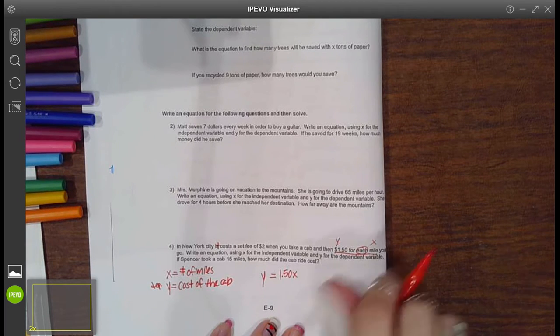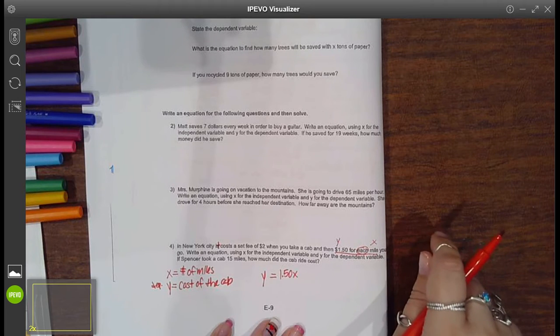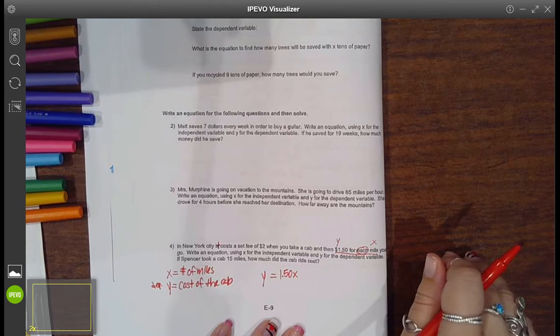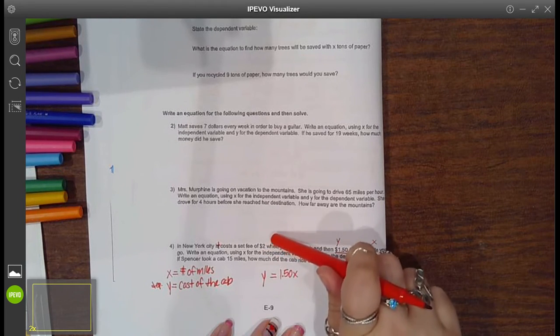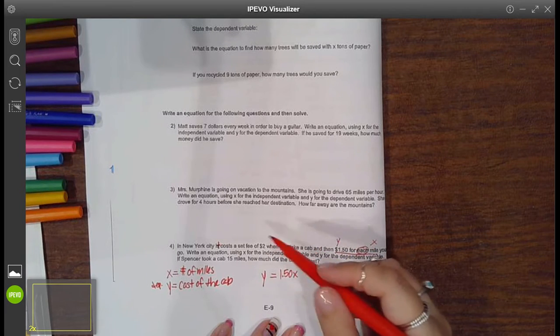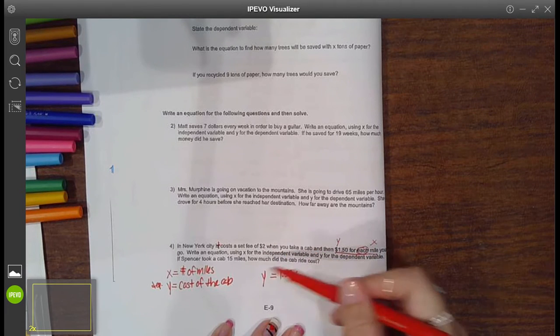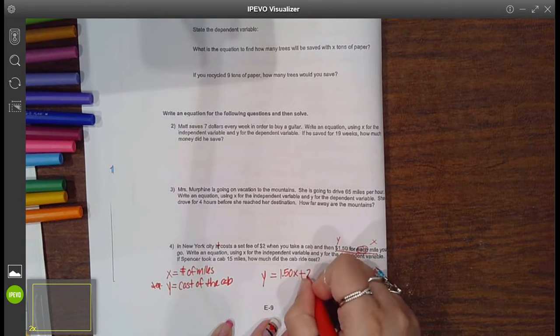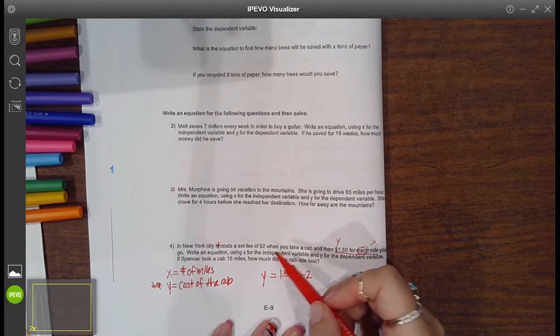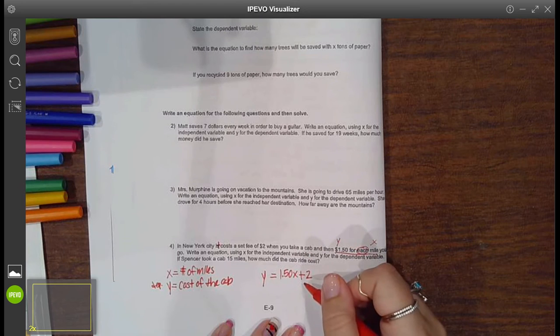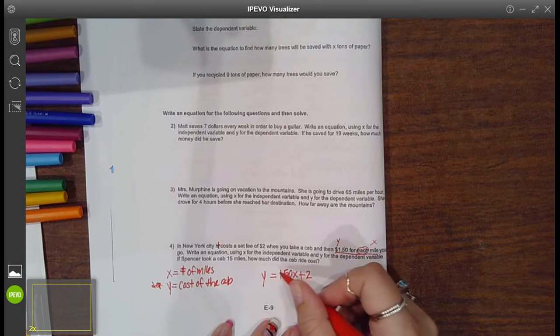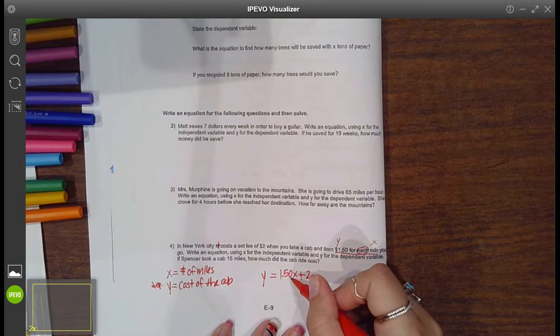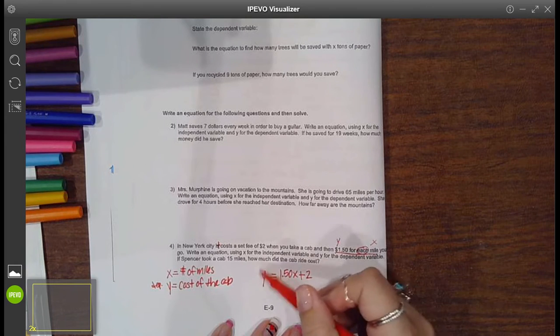Normally, that's it. But sometimes they have a one-time set fee or an initial fee, like this $2. Okay, so if it's a set fee, an initial fee, a starting fee, those would be the thing that just gets tacked on at the end. Because no matter what, just for getting into the cab, it's $2. Then it's an additional $1.50 per mile that you go. So this is my actual equation.